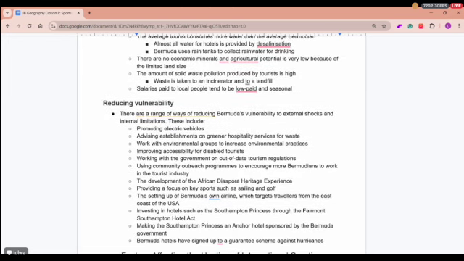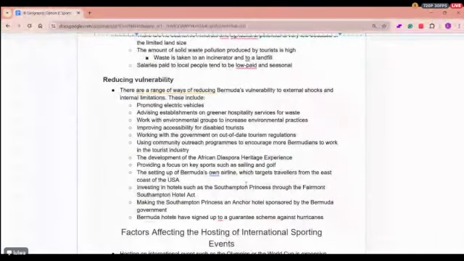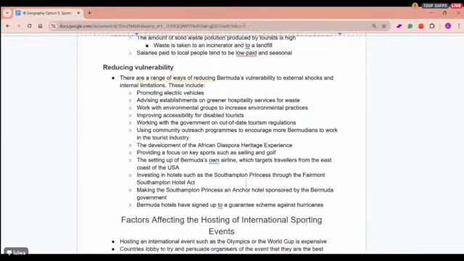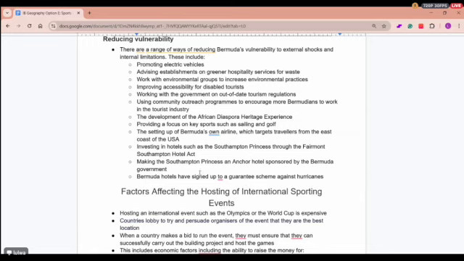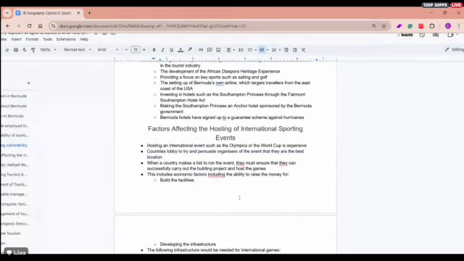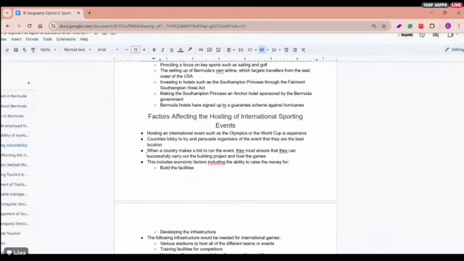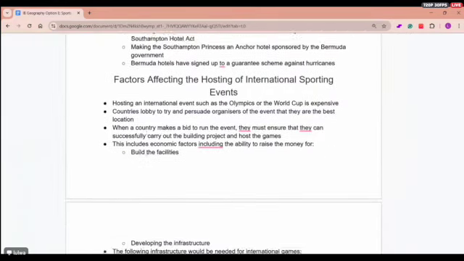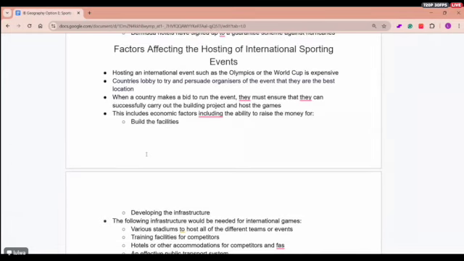However, there have been ways to reduce Bermuda's vulnerability, such as promoting electric vehicles, development of heritage experience, providing a focus on key sports, setting up Bermuda's own airline, investing in hotels, and Bermuda hotels have signed up to a guarantee scheme against hurricanes. So there have been many plans for reducing vulnerability. So, what are the factors affecting the hosting of international events? So hosting an international event such as the Olympics or the World Cup is really expensive.